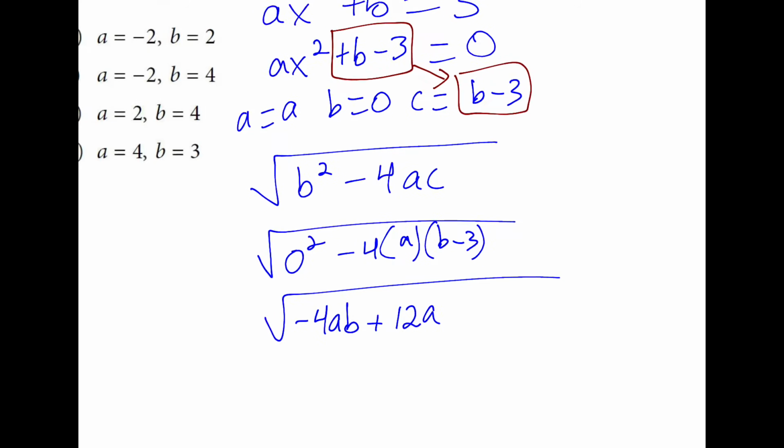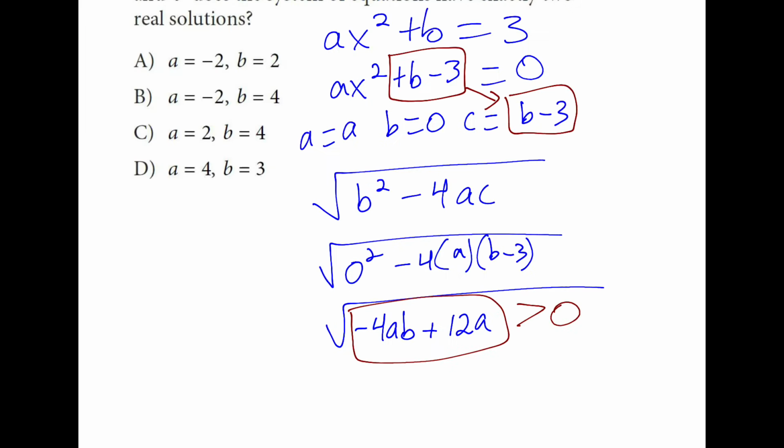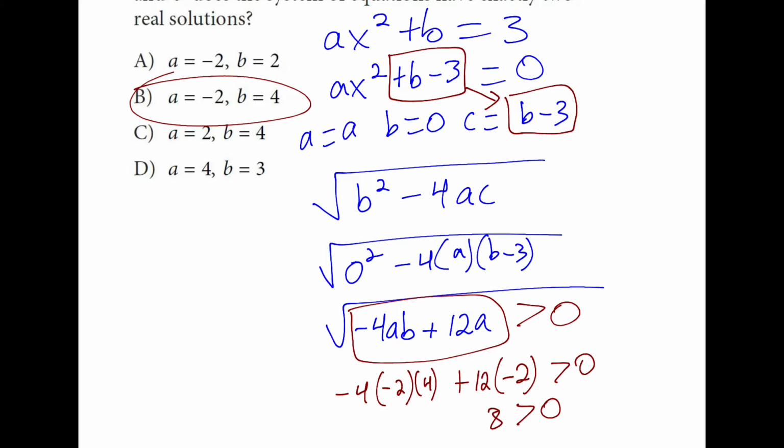So if I plug in a, b, and c, and I simplify a little bit, if there are 2 solutions, then this whole value, whatever's underneath the radical, is going to be greater than 0. Now I can plug in my different values for a and b. 32 minus 24, it's 8, which is greater than 0. B works.